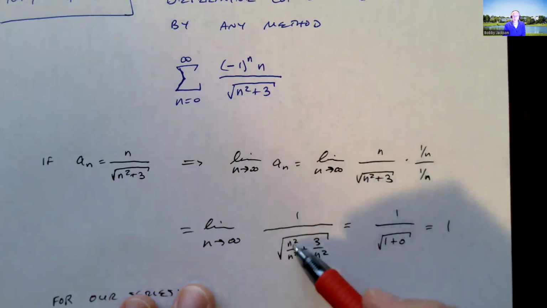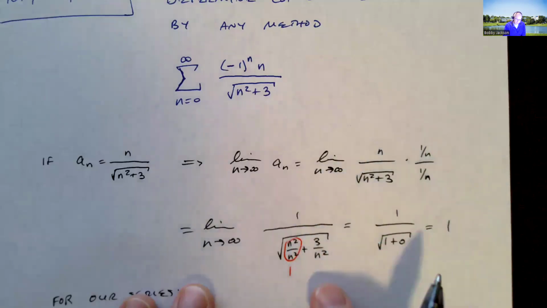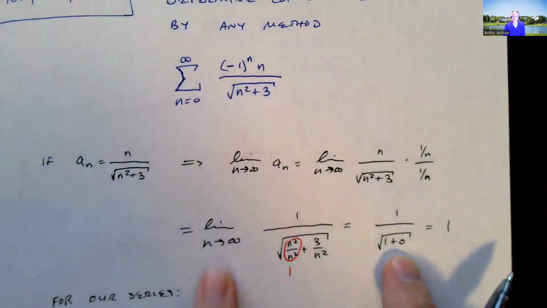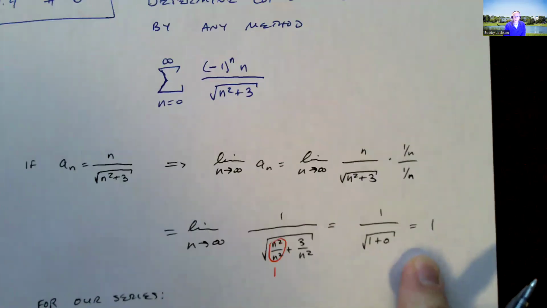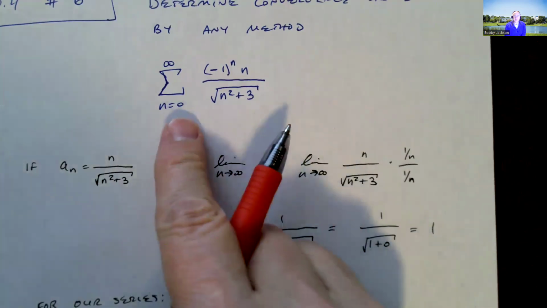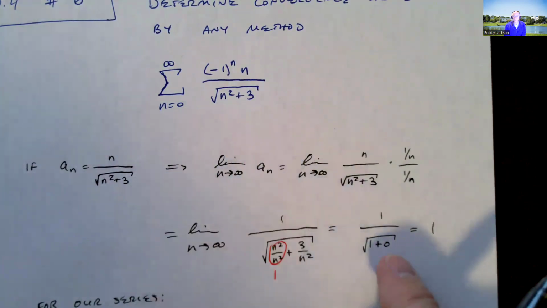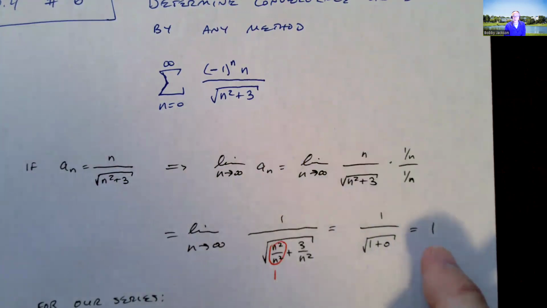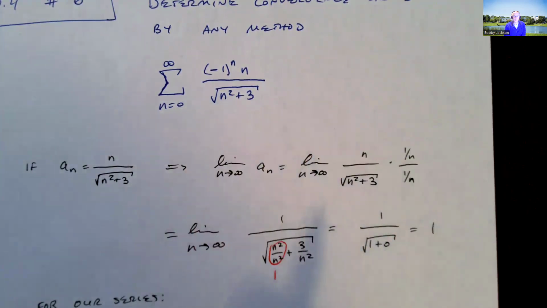So n squared divided by n squared here becomes 1. And then 3 divided by n squared, as n goes to infinity, goes to 0. And so this limit is 1, which most of you probably knew already. So if I was checking whether this was absolutely convergent, I know it would not be, because this limit is 1 and it's not 0. And therefore, by the nth term test, the absolute value of this series would be divergent.